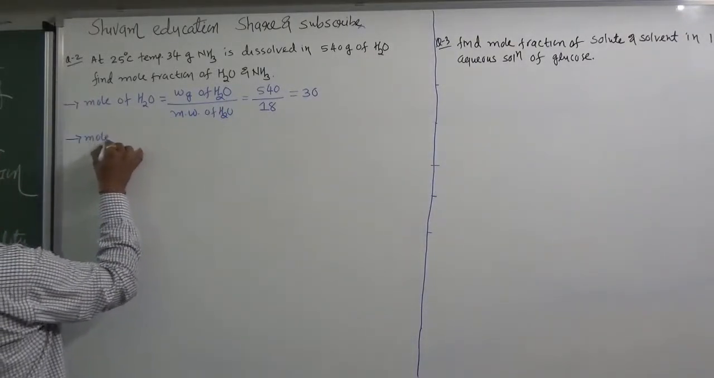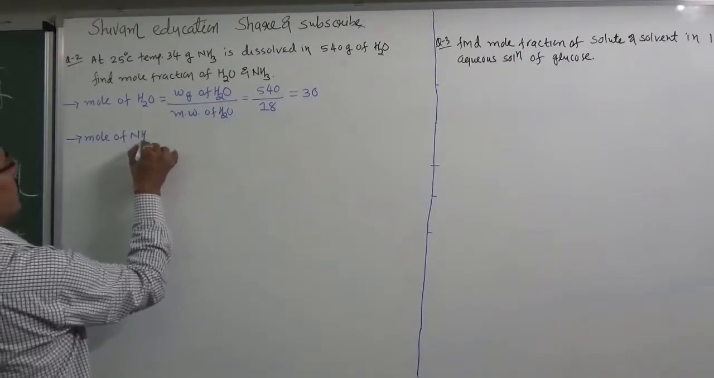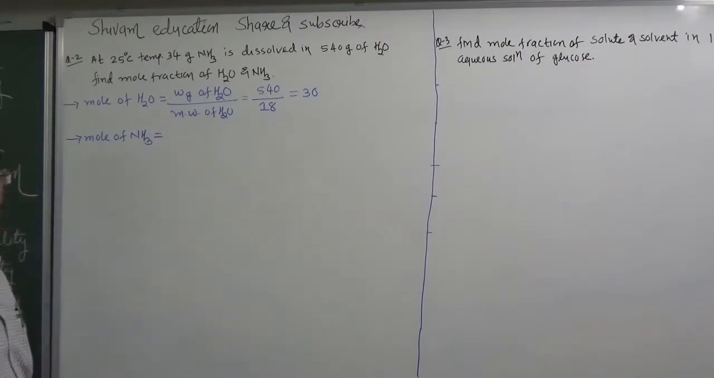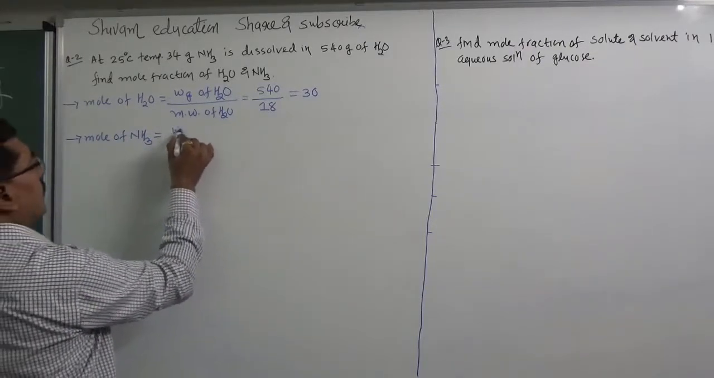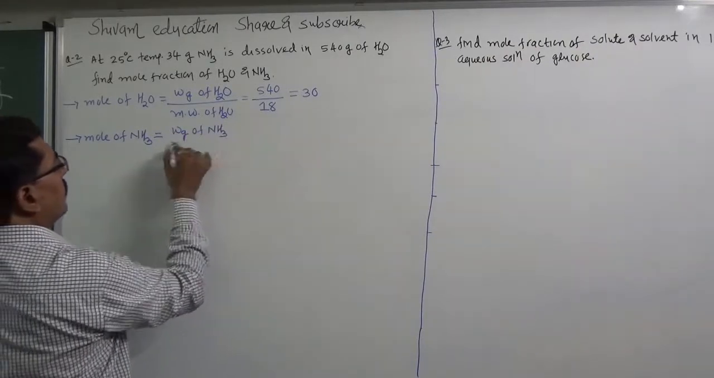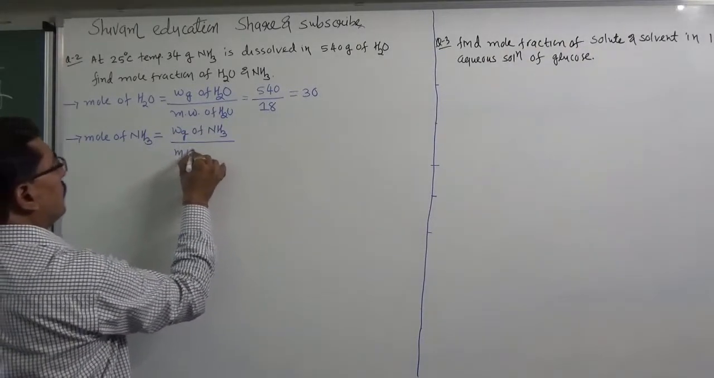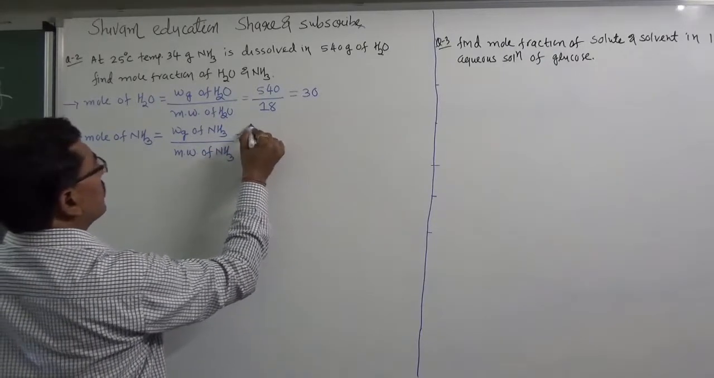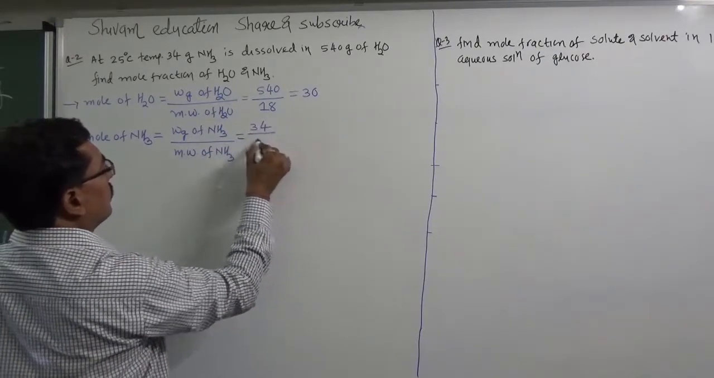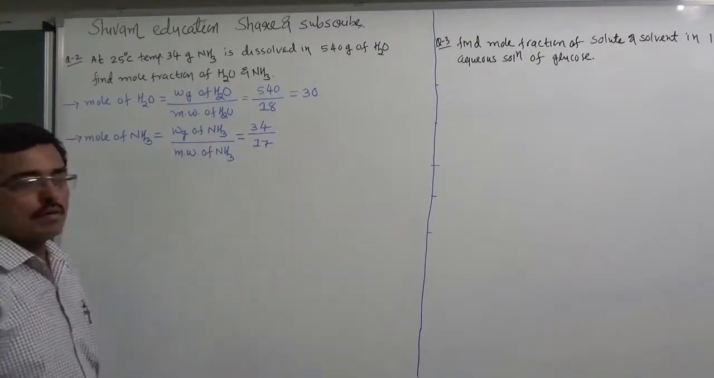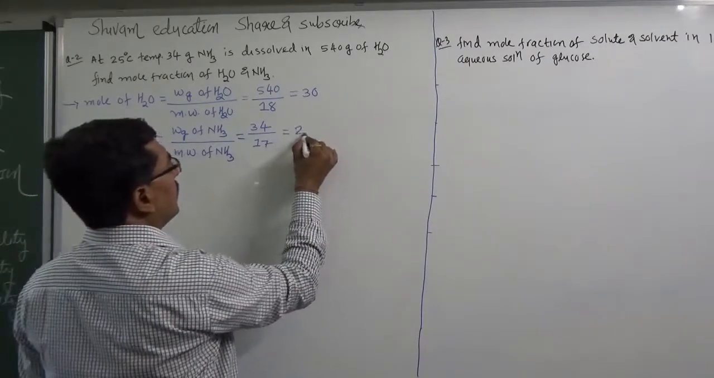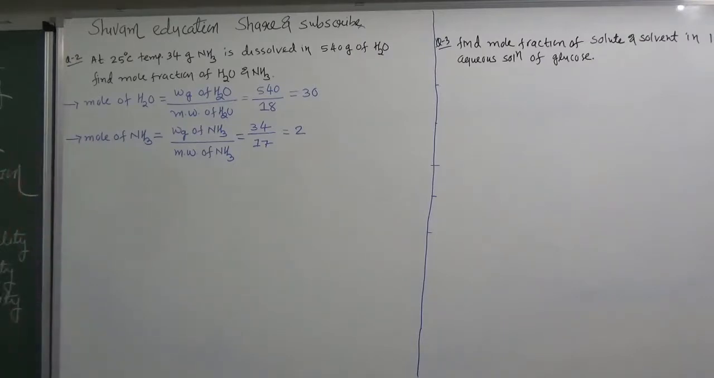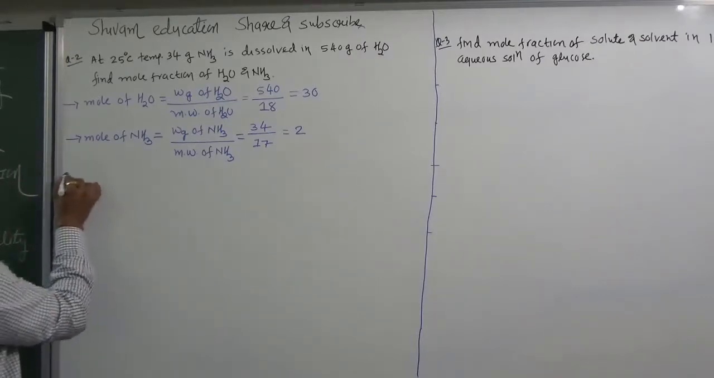Now mole of ammonia, we can find by using this formula: weight in gram of ammonia divided by molecular weight of ammonia. Now weight in gram of ammonia is given as 34 and molecular weight of ammonia is 17. The ratio of these we will get is 2. So now we have obtained the mole of ammonia.